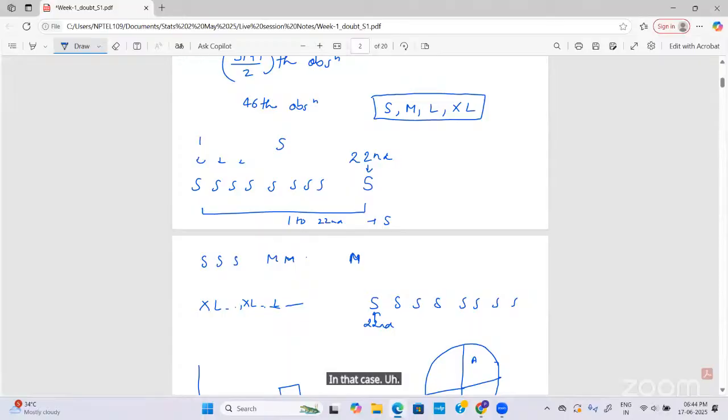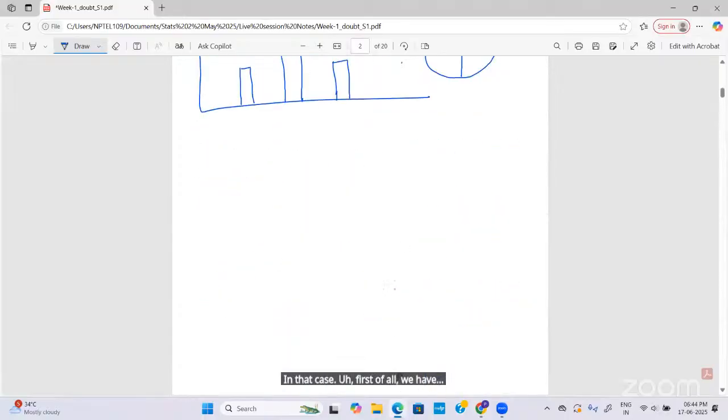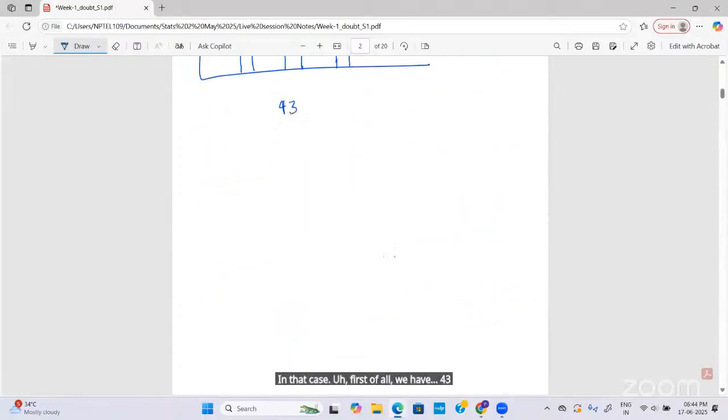first of all, we have 43 observations, which we know. Out of 45 players, 2 do not know their sizes. So in total we have 43 observations. And it is saying that if S is the median. So if S is the median, it should come at the 22nd place, right? Yes, ma'am. Okay. And the categories we have are small, medium, large, XL.